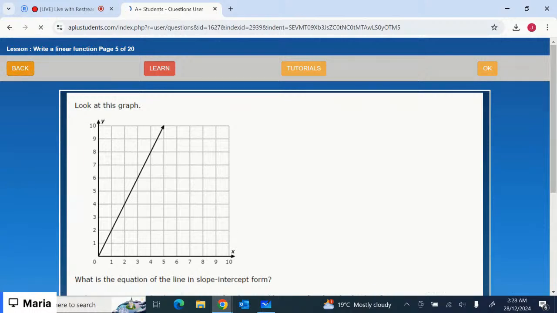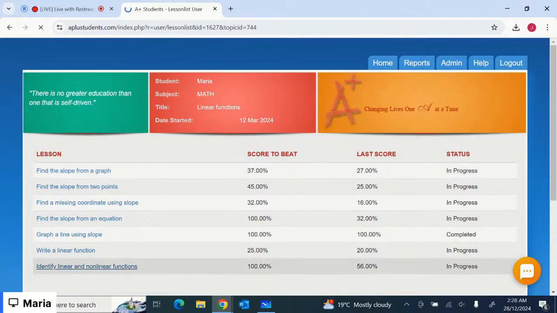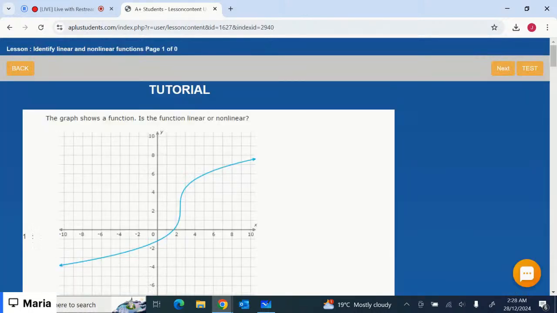Okay, you can complete the lesson by yourself later today. Let me just move on to the next lesson. The next lesson is identify linear and non-linear functions.